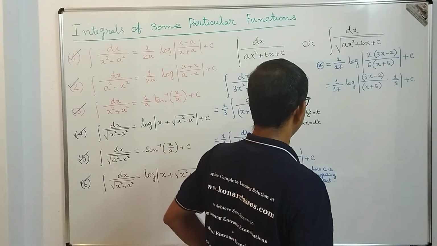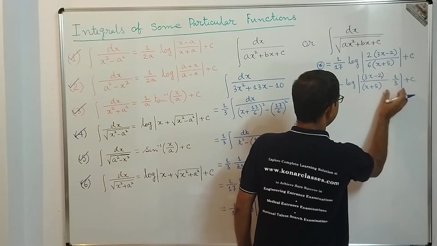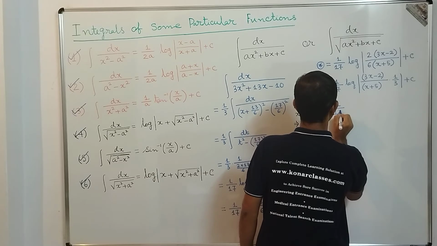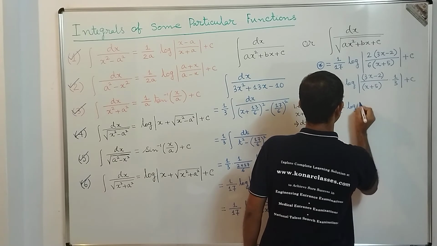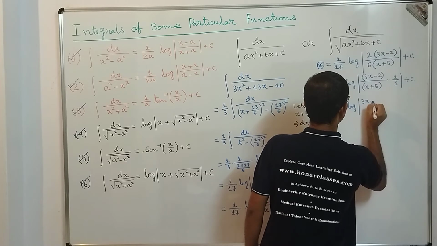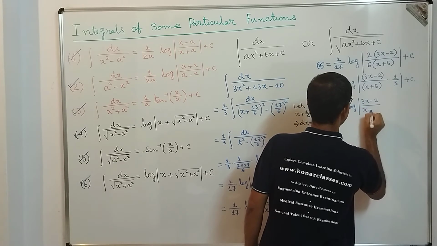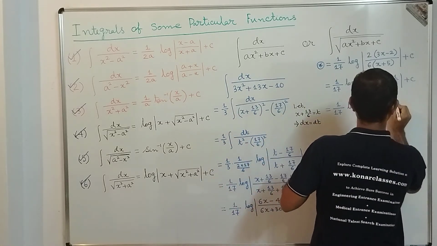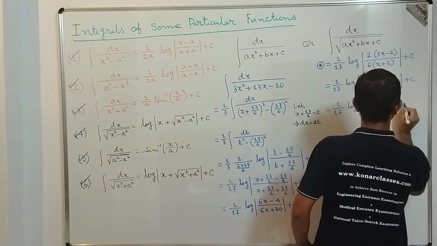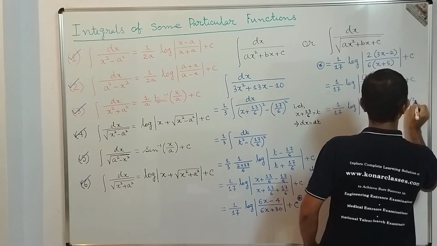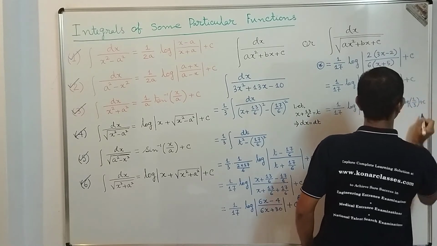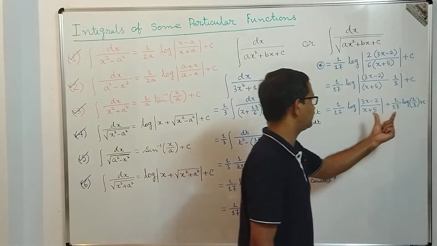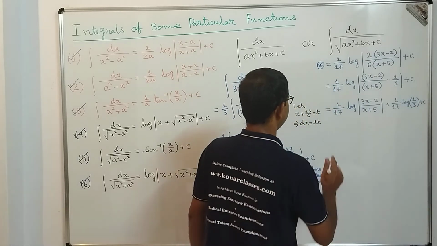Then what you can do, dear students, is that this is log of m into n, that means log m plus log n. So you can write 1 by 17 into log of mod 3x minus 2 divided by x plus 5, correct, plus 1 by 17 into log 1 by 3 plus c. Now you see that 1 by 17 log 1 by 3 is also a constant. So that constant can be added with c, and we get another integrating constant.